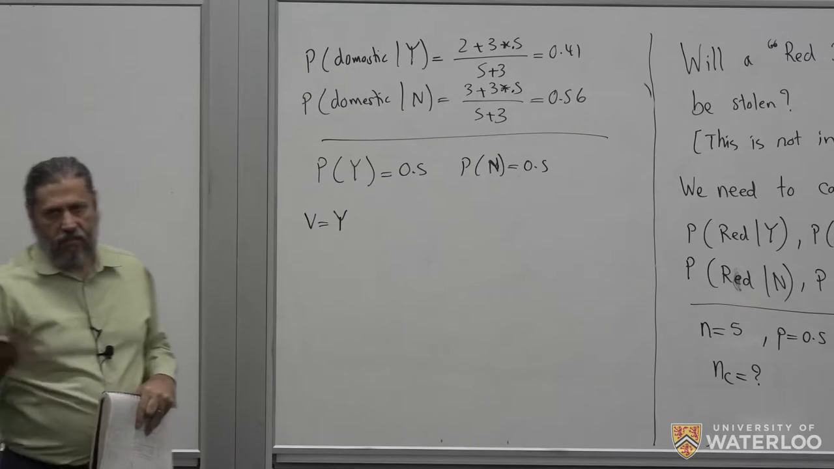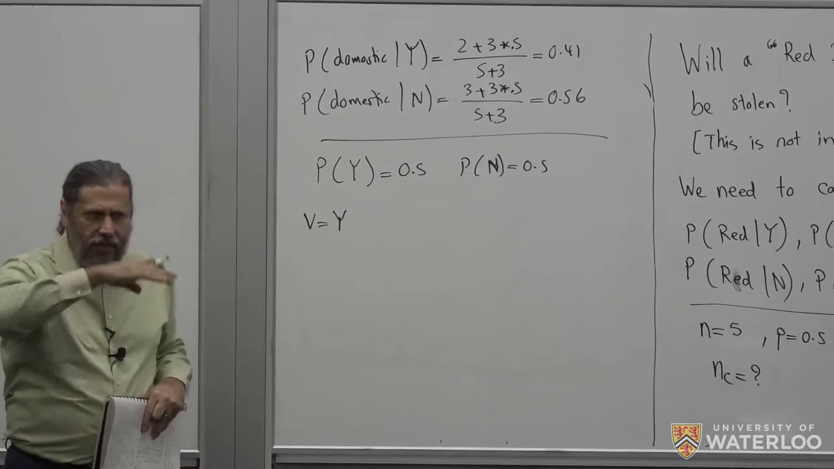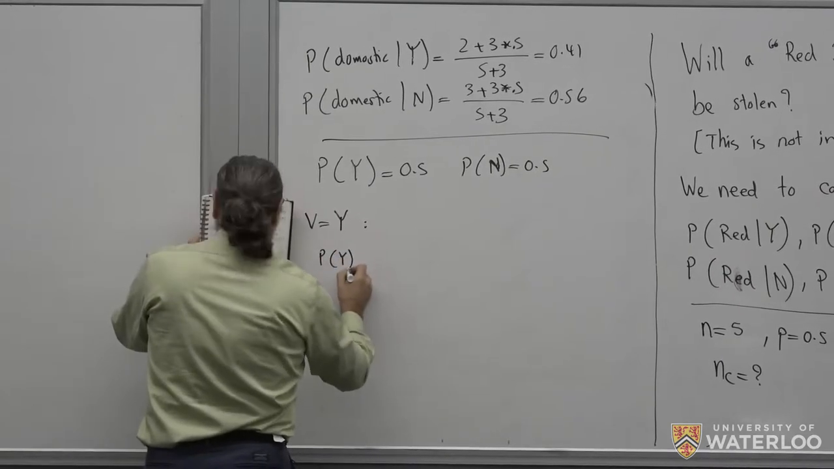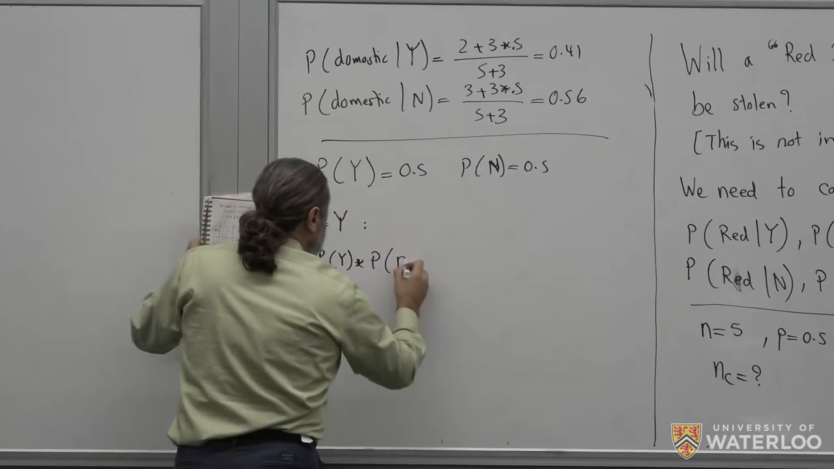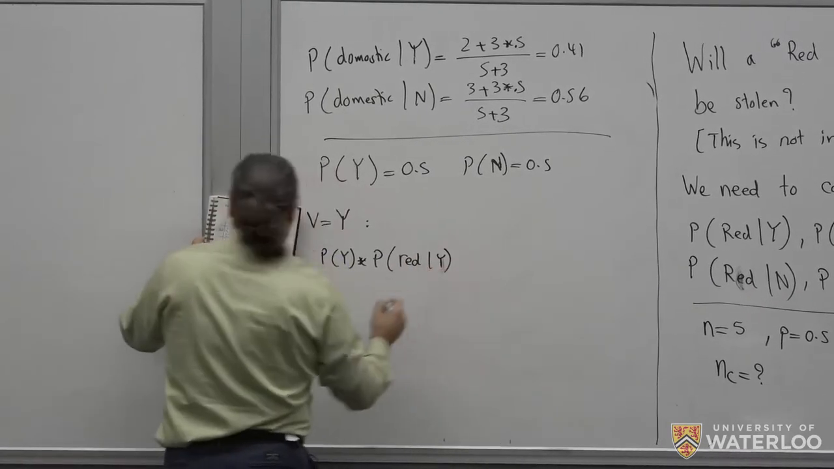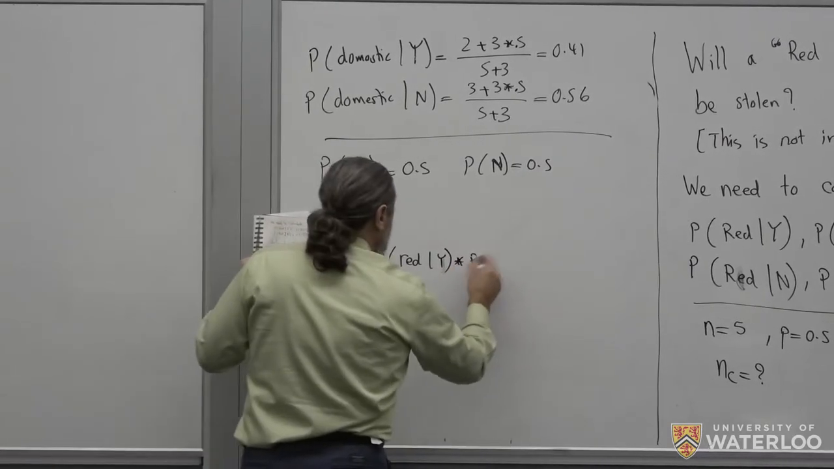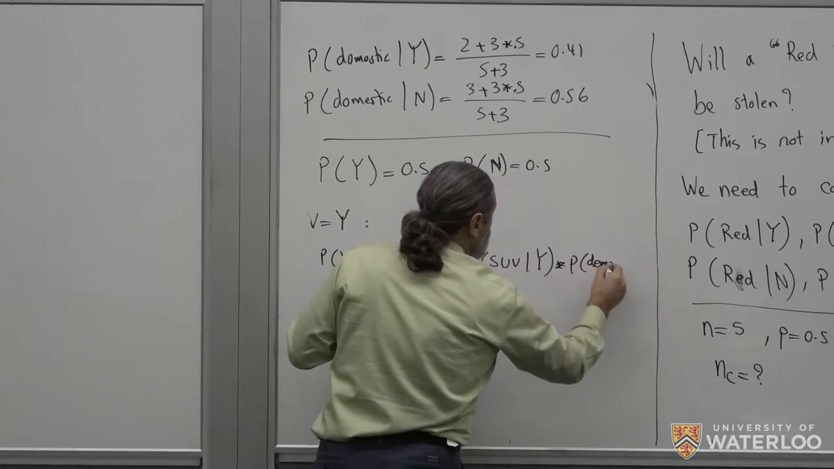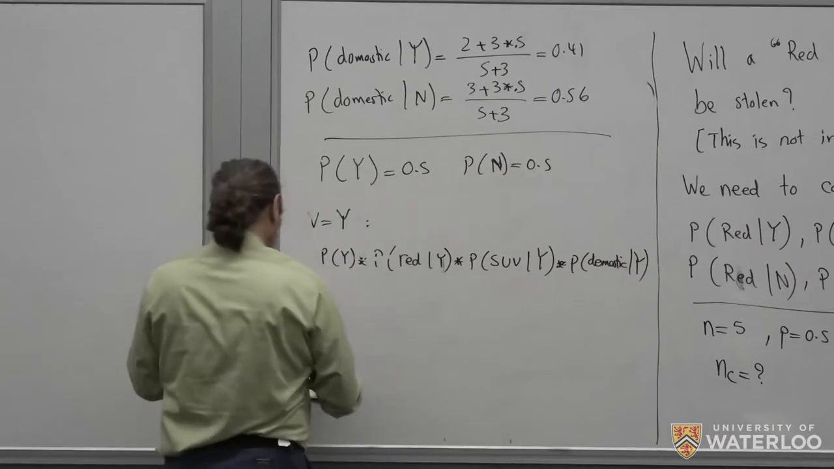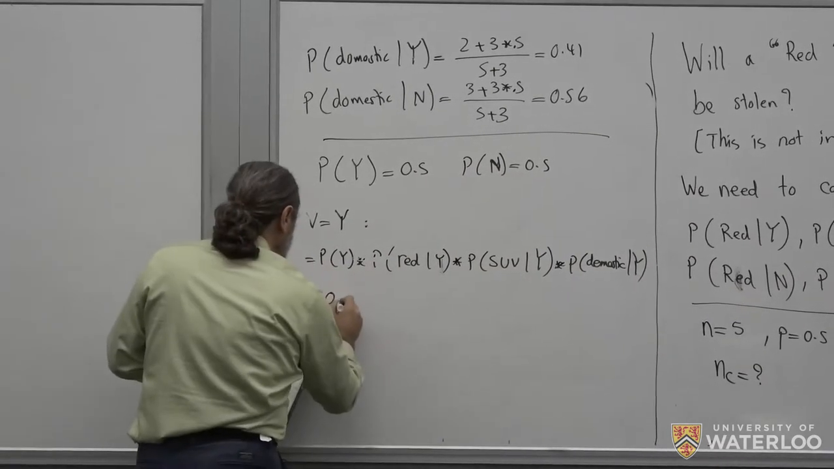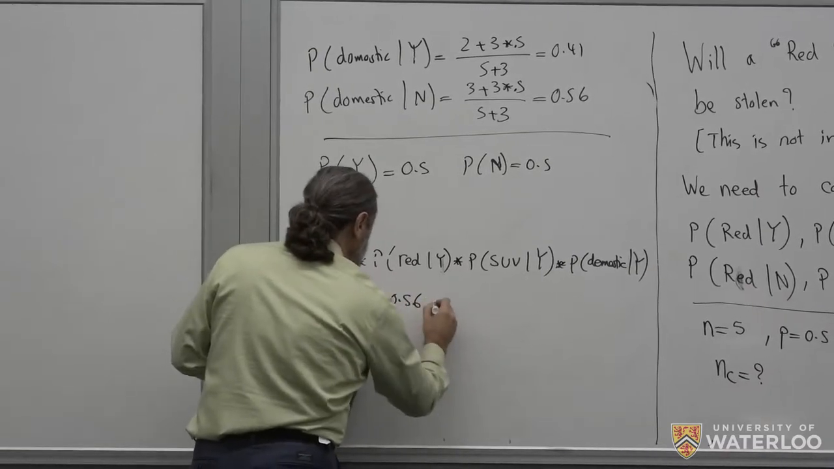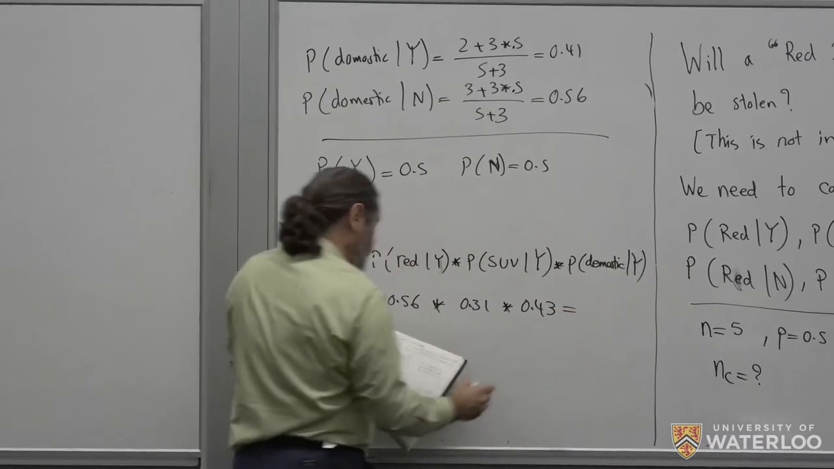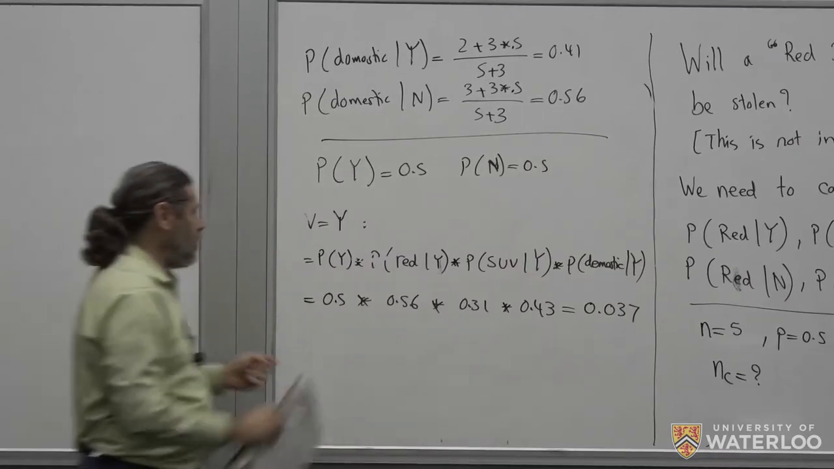So, now I want to do the inference. Now I have all numbers. I want to plug it in that naive Bayes equation and calculate everything. So I have to calculate the probability of yes times the probability of red given yes, times the probability of SUV given yes, times the probability of domestic given yes. So, which is equal to 0.5 times 0.56 times 0.31 times 0.47. You can get a really small number. So, this is 0.037 if I have not made any mistake.